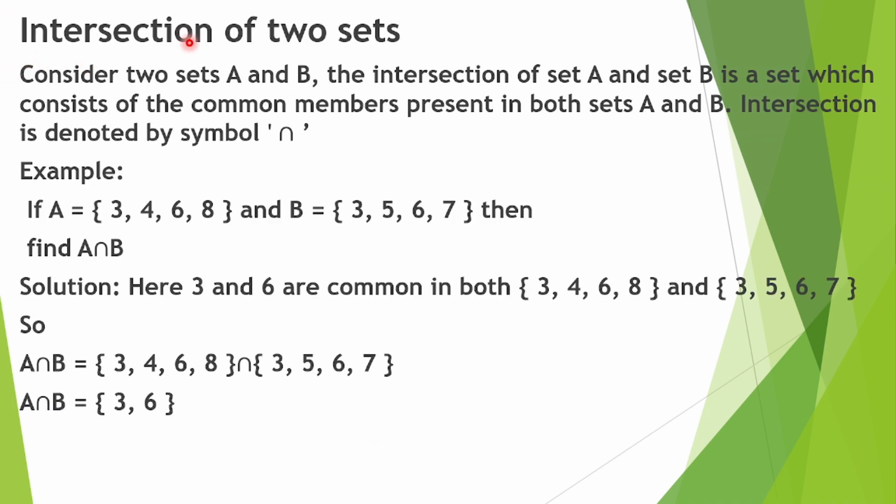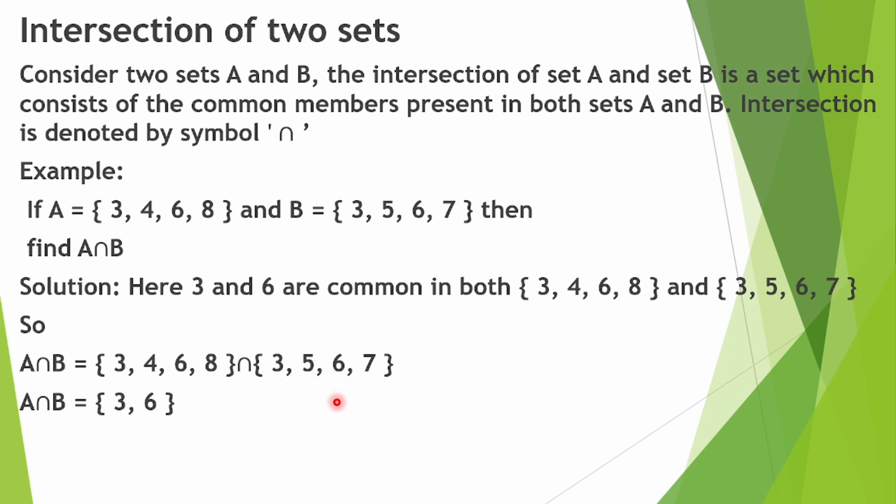The next one is intersection of two sets. So consider two sets A and B. The intersection of set A and set B is a set which consists of the common members present in both sets A and B. Intersection is denoted by this symbol. For example, if A is equal to {3, 4, 6, 8} and B is equal to {3, 5, 6, 7}, then find A intersection B. So in the solution, we will write A intersection B. First we will write set A, which is equal to {3, 4, 6, 8}, then the symbol of intersection, and then set B.